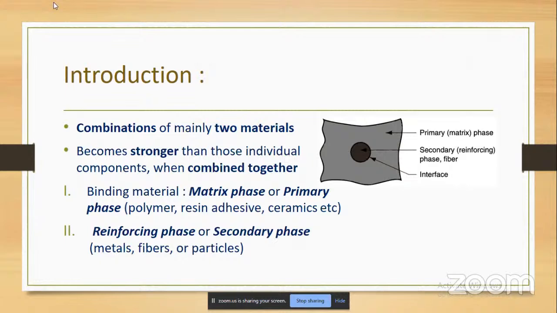The primary phase basically exists in the form of polymer, resin, adhesives, ceramics, etc. And the secondary phase exists in two forms. One is particle, flake or powder, and the other form is thin or thick fiber, having thread form. So composites can be both synthetic and natural as well.